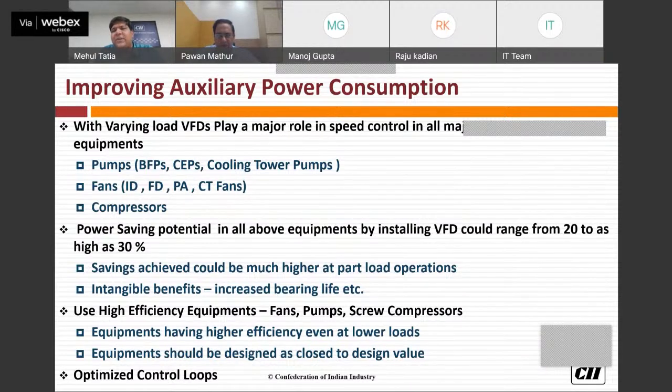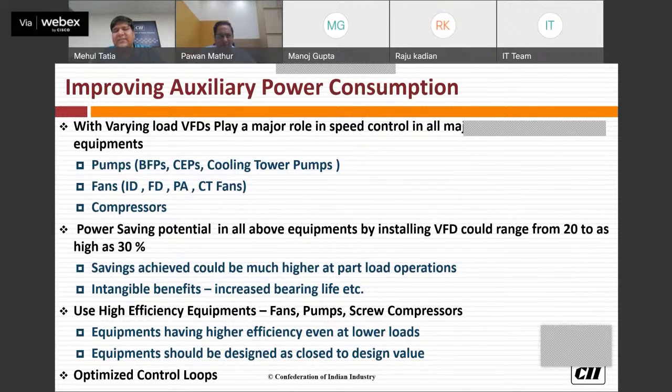So this is a very brief note about the APC, because I feel cement plants are doing significantly well in this area. VFDs are something which the cement sector has adopted with full conviction, and they support improving the overall APC in a very significant manner. For pumps, fans, and even compressors, you can use VFDs. They have a saving potential of 20 to 30% in improving the APC percentage, especially in today's scenario when there are significant part load operations.